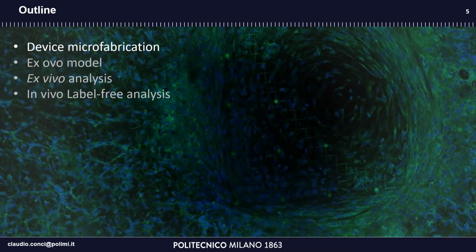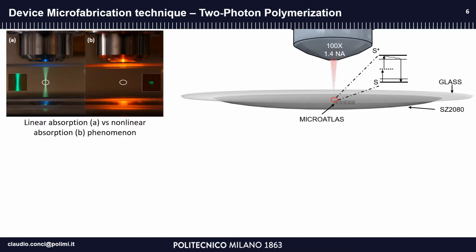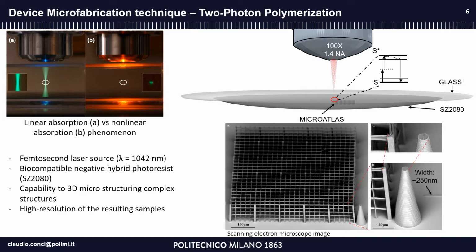Now let's talk about the device microfabrication. Our device has been realized by means of direct laser writing, also known as two-photon polymerization. This is a fast prototyping technique based on a femtosecond laser source that allows you to reach a resolution beyond the diffraction limit. In our case, we exploit the biocompatible negative photoresist SZ2080 with a resolution of a quarter of a micron. We realize such scaffolds with variable pore size.